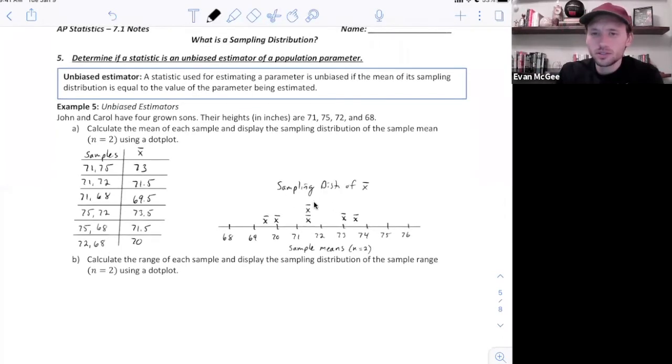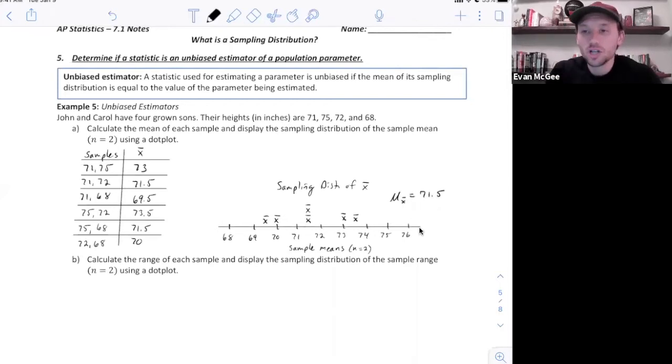Here is the sampling distribution of X bar. And again, you can do dots and you don't have to do X bars. I just am reinforcing the fact that these are sample means. So if you look at this distribution, you can see that the mean of this distribution, or the balancing point, is going to be 71.5. And you could add all these up and divide by 6 and get that value, but you can also see it pretty clearly here that the mean of this distribution is 71.5, and I want you to get used to the notation that I'm going to write here. The mean of the sampling distribution of X bar is equal to 71.5.